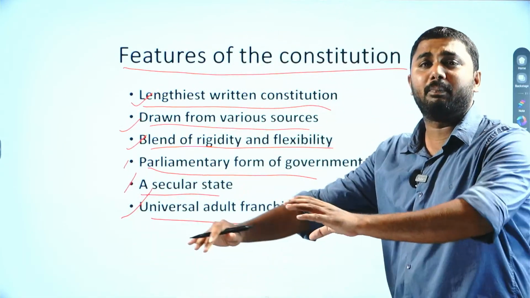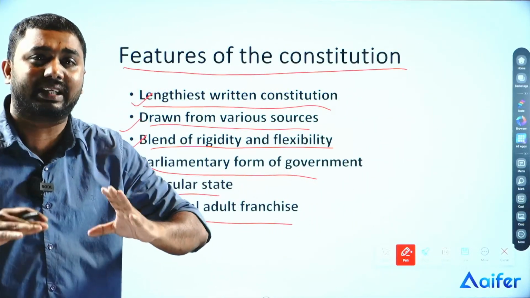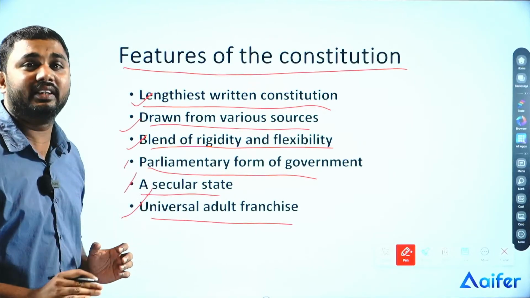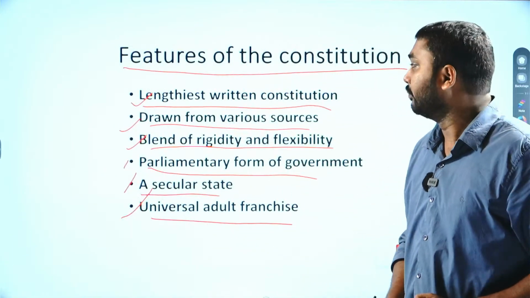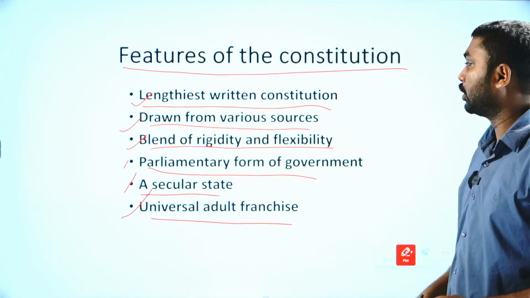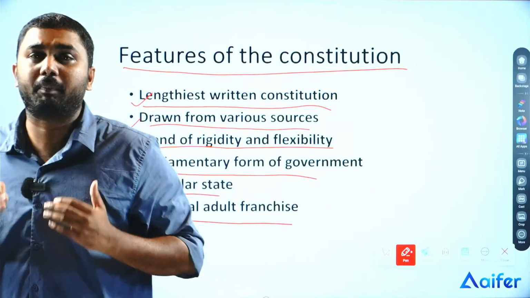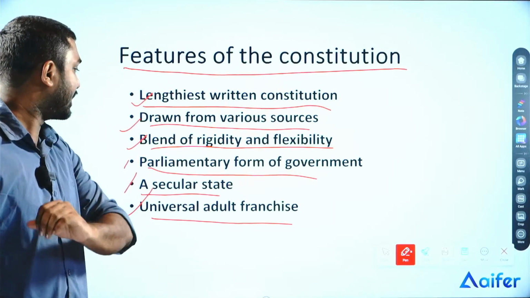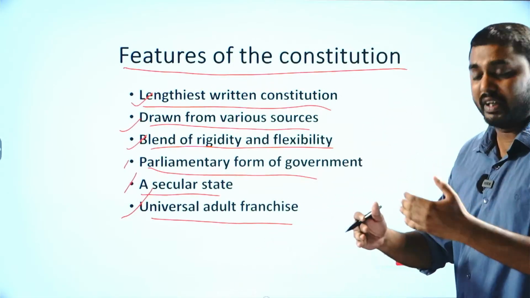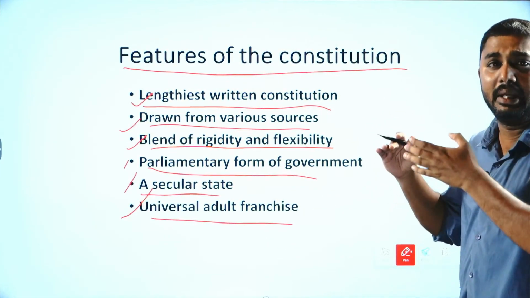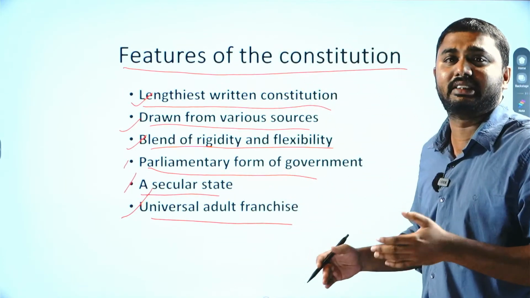So these are some key features, some key characteristics of the Indian Constitution. So what are the key features? Lengthiest written constitution, drawn from various sources, blend of rigidity and flexibility, parliamentary form of government, a secular state, universal adult franchise. So these are the important features of the constitution. In the next slides we can check them one by one.